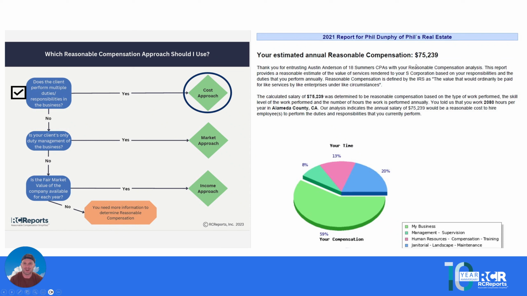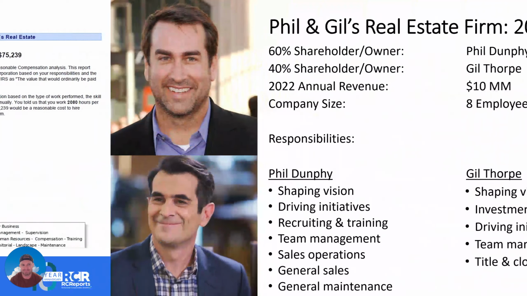You'll likely notice it's a little lower than last year, and that is because we do look at the market in the area that he is in. And from 2020 to 2021, the real estate market did go down, and so realtors were paid less, meaning his reasonable compensation was less. And you'll see that in a summary here in a couple slides.